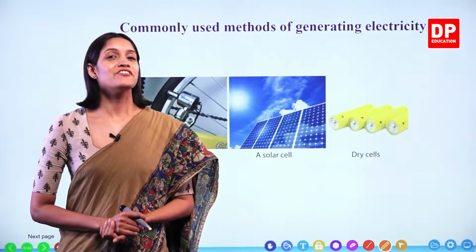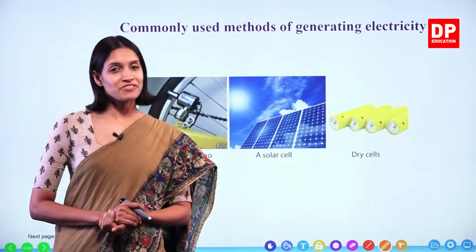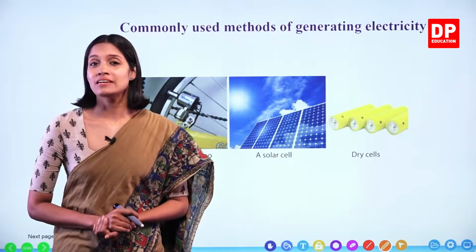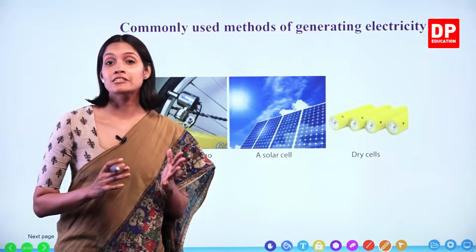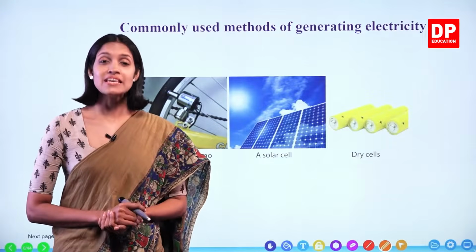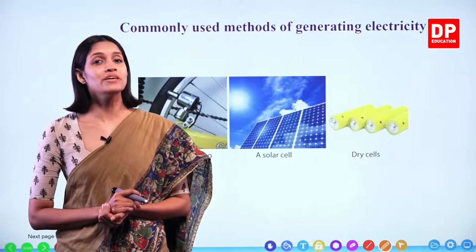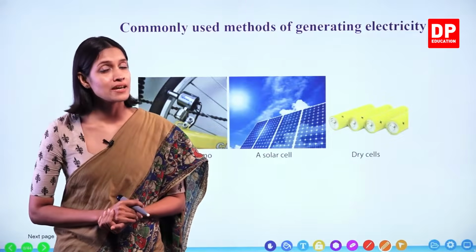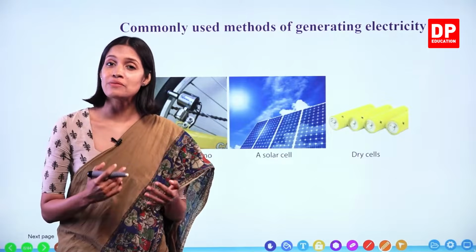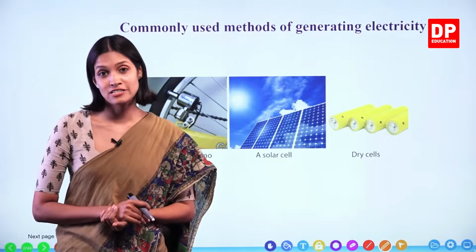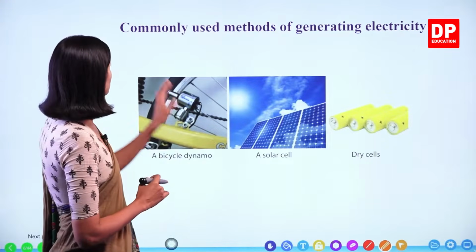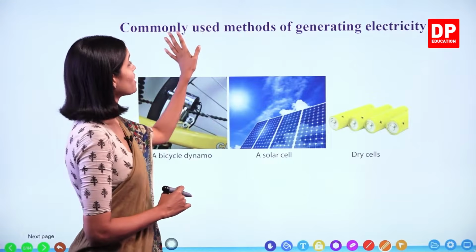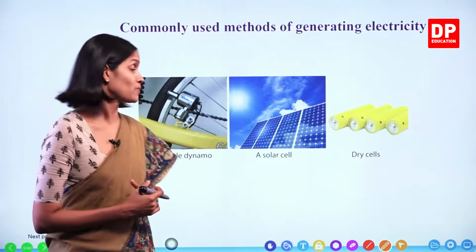Right, children. Now we are going to start the second chapter of this lesson. Do you remember what we learned in the first chapter, children? We learned how important electricity is in our day-to-day lives, and also we started the topic generation of electricity. Under that one, do you remember we did an assignment and we discussed that there are different methods of generating electricity. Okay? So, commonly used methods of generating electricity. This is from where we are going to start the second chapter from, right?